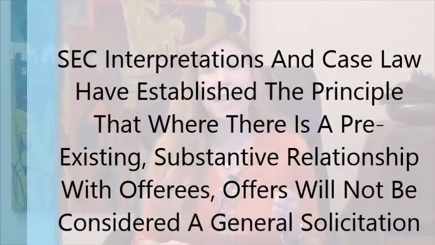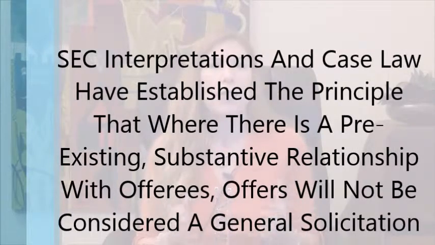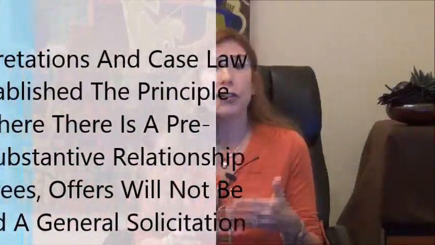SEC interpretations and case law have established the principle that where there is a pre-existing substantive relationship with offerees, offers to those offerees will not be considered to be a general solicitation or an advertisement. A pre-existing relationship is one that the company or someone acting on behalf of the company, such as a broker-dealer or investment advisor, has formed with the prospective investor prior to the commencement of the offering. The existence of a pre-existing relationship depends on facts and circumstances. There is no set minimum amount of time that a relationship must exist to be considered pre-existing.